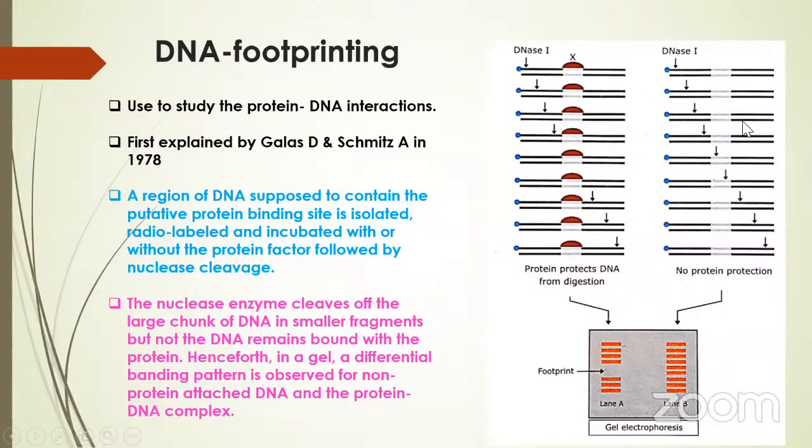Here protein is binding, here protein is not binding. Keep DNase 1 cut in both the cases. Now, if you compare lane A and lane B, this is the fragment, this is the fragment. You can compare that there is no fragment in this region. No fragment means there is a protein binding site. So you can say that this is the region where any protein or transcription factor or anything is binding with the DNA. So you can track that region.